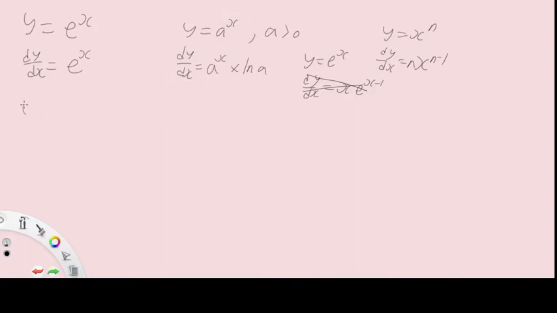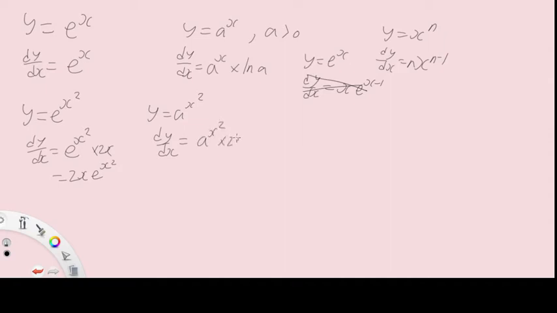Let me look at more examples. So let's say y equals e power of x squared, and y equals a power of x squared. Same thing for dy/dx: copy down the original function, then you multiply by the derivative of the power. So for x squared, the derivative is 2x, so you multiply by 2x, and therefore we have 2x e^(x squared). Same thing for here, only you have to multiply by ln a. So a^(x squared) times 2x ln a. We therefore have 2x ln a times a^(x squared).